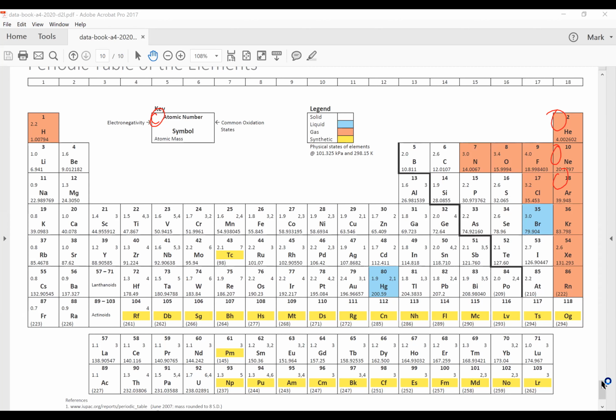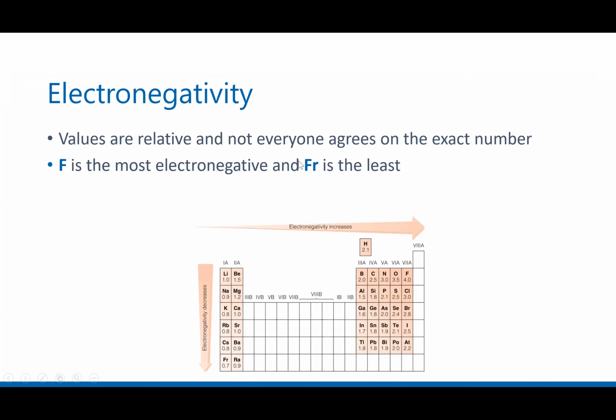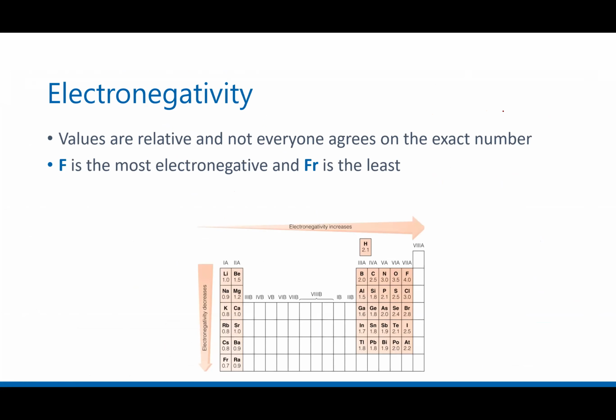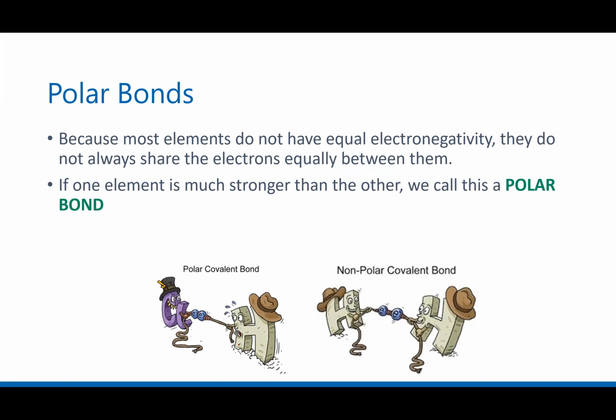So let me share my new screen here. Yeah, so the values of electronegativity, again, the attraction of an element towards electrons, are given as a number between 0 and 4. F, or fluorine, is the most electronegative. Up here, we ignore the noble gases, and francium, down in the bottom left, is the least electronegative.